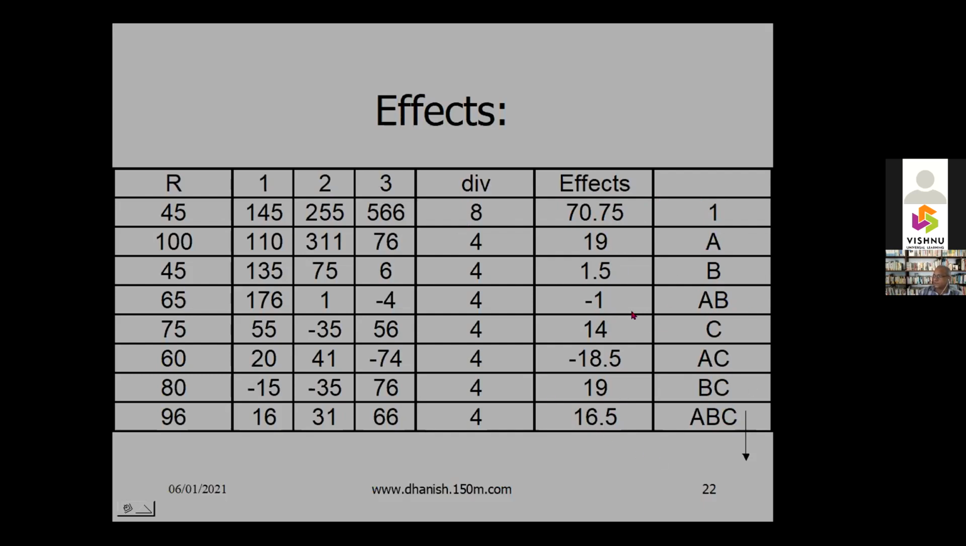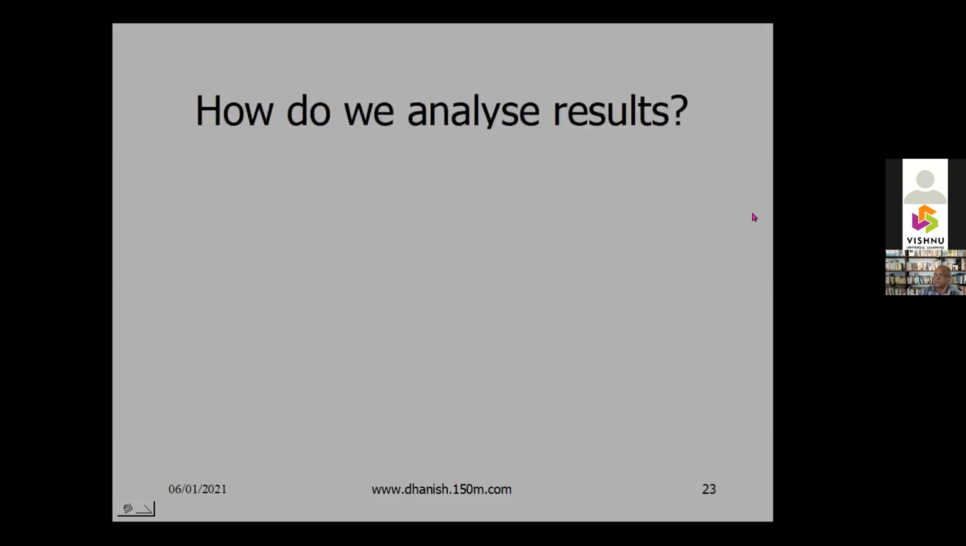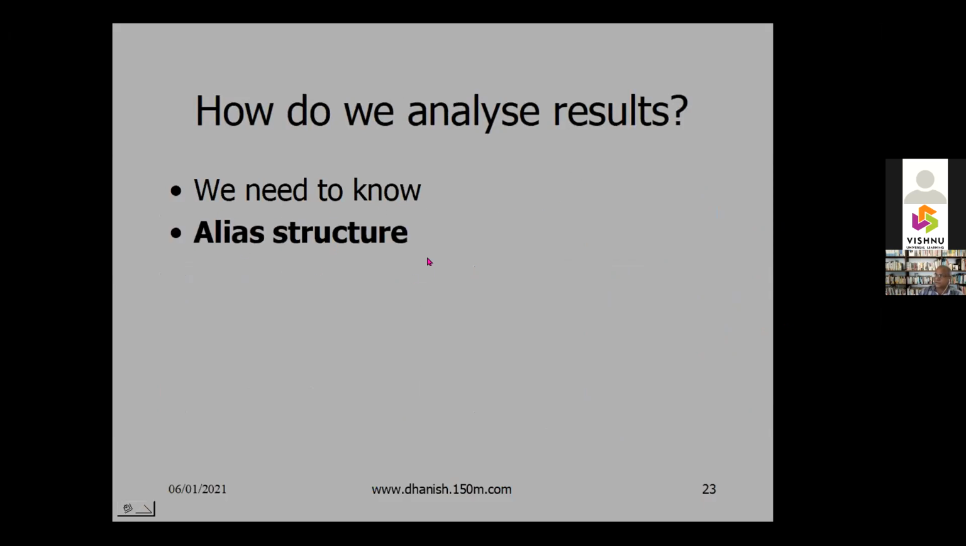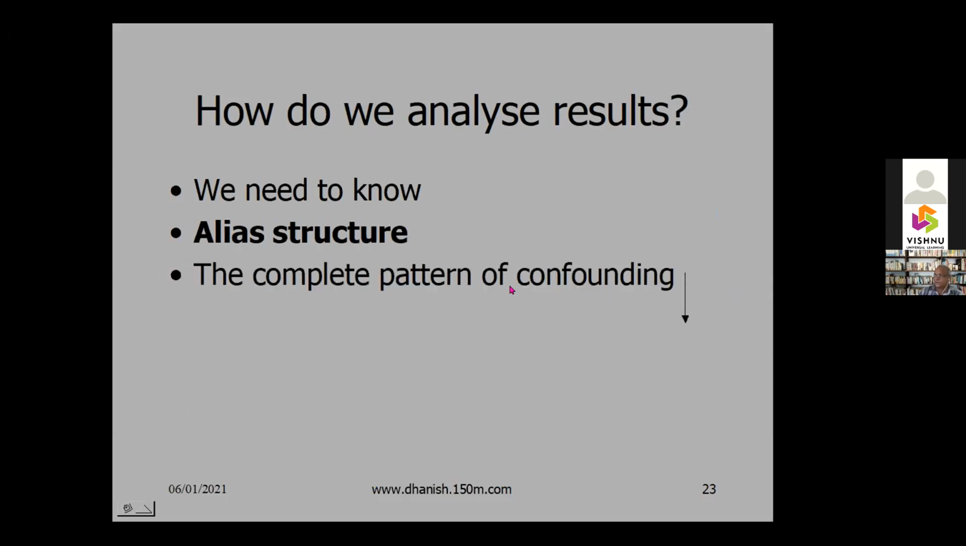Now, is that the end of the story? We have analyzed it just like a 3-factor experiment, but actually we had 4 factors. So where is D in this? Now we have to consider the effect of D also. For that we have to use what is called the alias structure. This is the complete pattern of confounding. This is the really difficult portion, so understand that. If you see books on design of experiments, in the back they have annexures where they give the pattern of confounding.